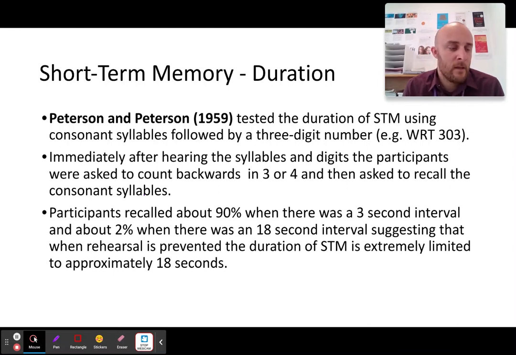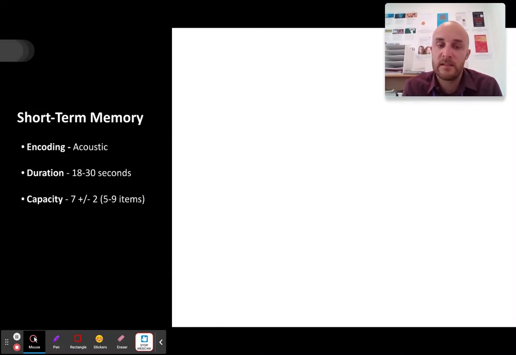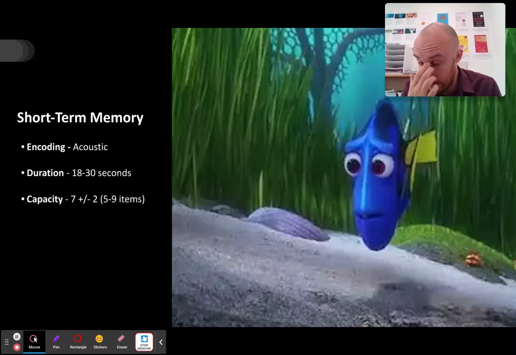And doing this tons and tons of times, you can basically figure out the mean average of short-term memory. Short-term memory is somewhere largely, I'm very tired today, somewhere largely between 18 and 30 seconds. So that is what you need to know for this. And that was found by Peterson and Peterson. And you have all the short-term encoding, duration, and capacities there as well.